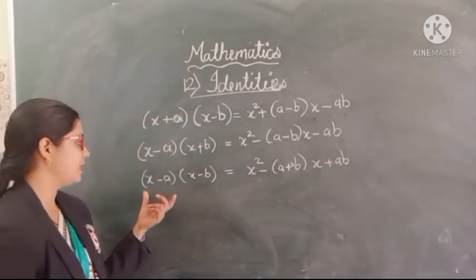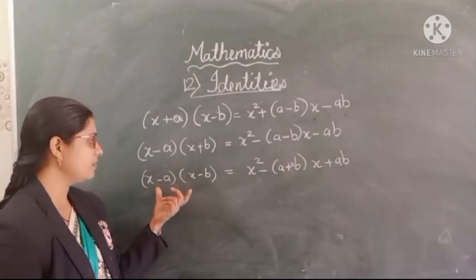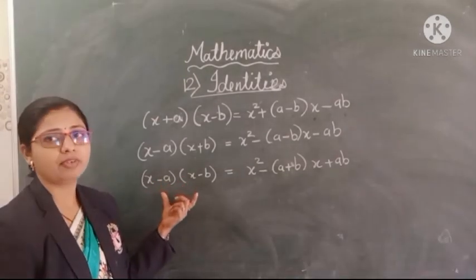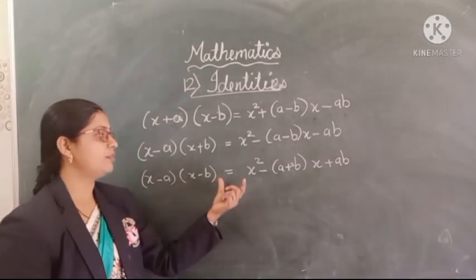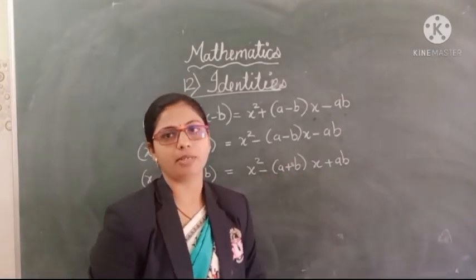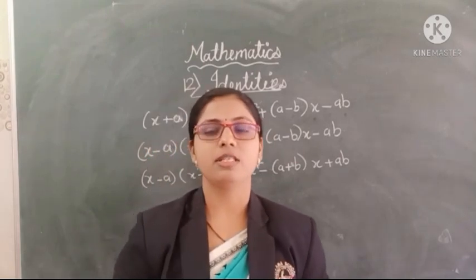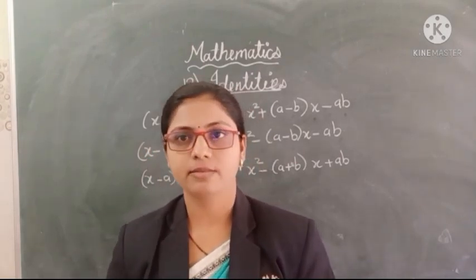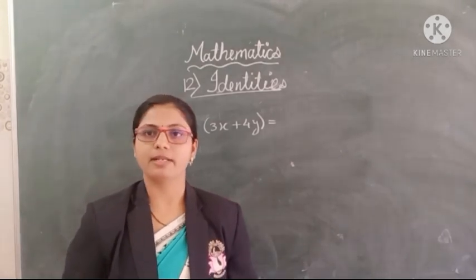Then the next one, x minus a and x minus b. If both binomials have the negative sign, it will be x square minus a plus b, x plus ab. So in this way you can follow the examples by using this type of identities. Now we will have some examples related to our identities.